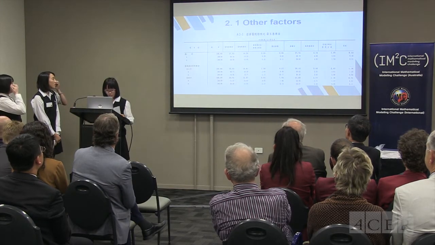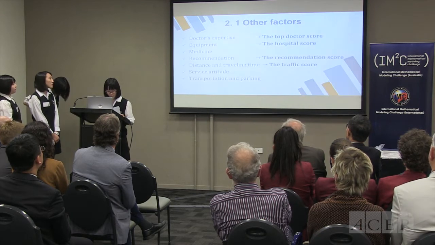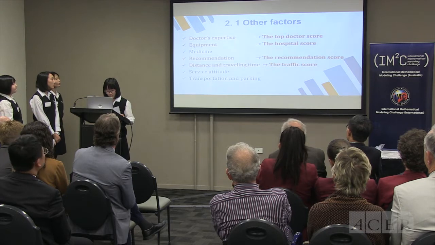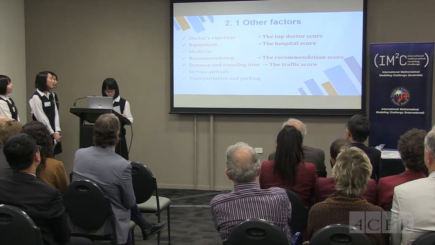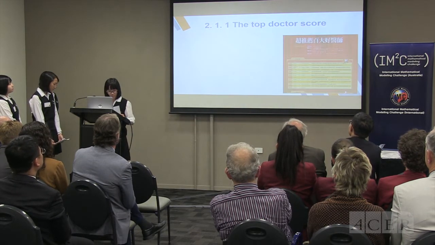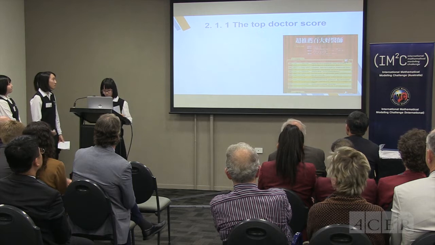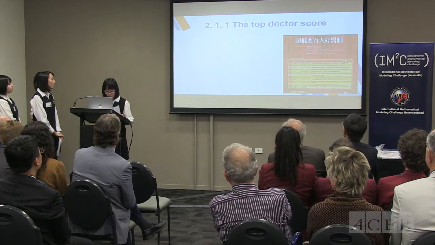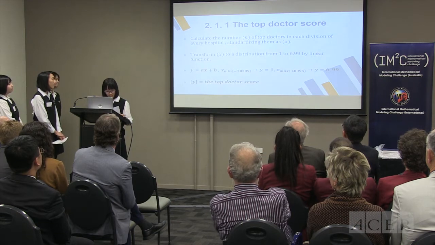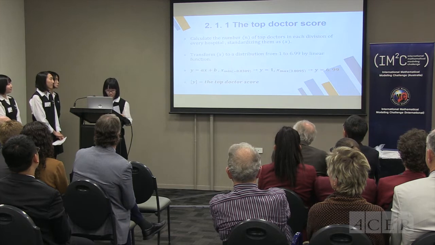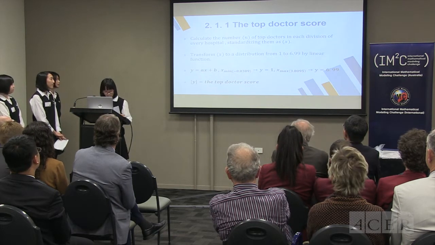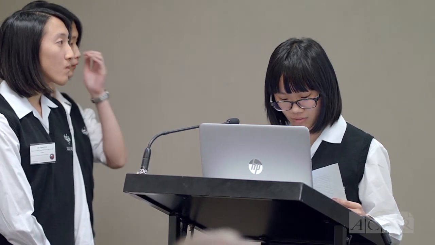The second question is about measuring the quality of hospitals based on more factors. We found information about the reason why people choose hospitals. Then we chose four of these factors, which are more objective, to create our model. The first one is the doctor score. We found information about top doctors from Business Week magazine. We calculate the number of top doctors in each division of every hospital and standardize them as X, and transform X to a distribution from 1 to 6.99 by a linear function to get Y. Use integer functions to get the final doctor score.